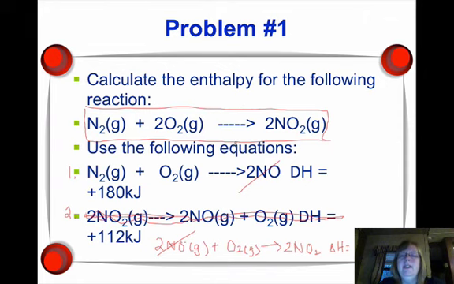All right, so what's the delta H for this equation? We added these equations together, so we're going to add their delta H's together. So it's 180 plus a negative 112. So I believe that is going to be 68 kilojoules. And so it's still positive. This is now the delta H for the reaction, and it's an endothermic reaction.